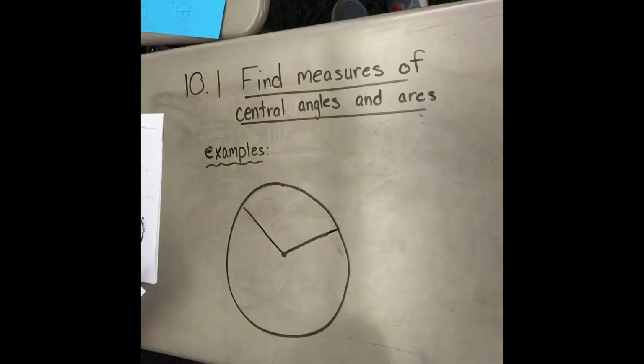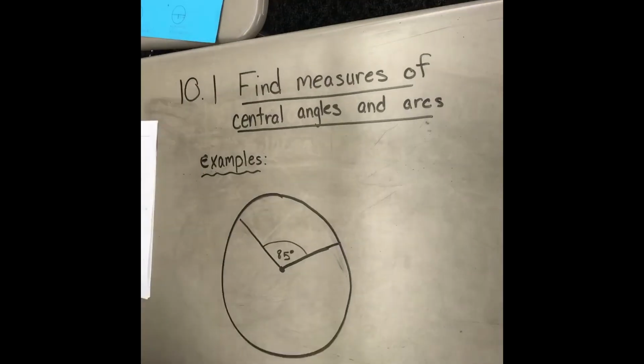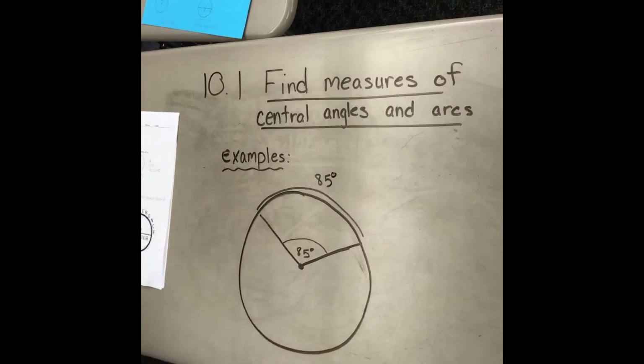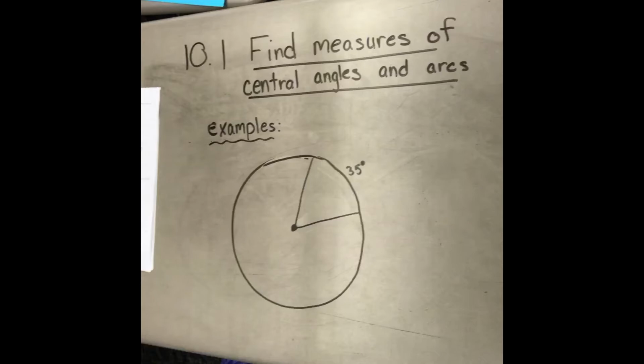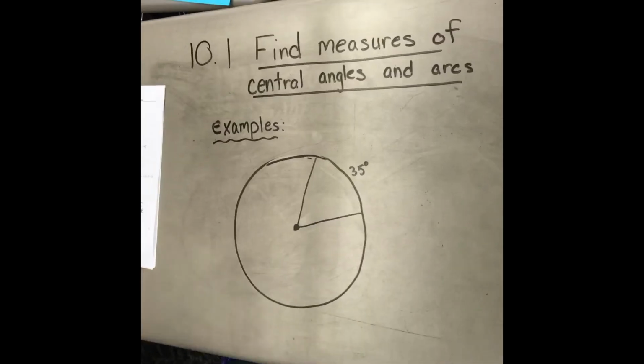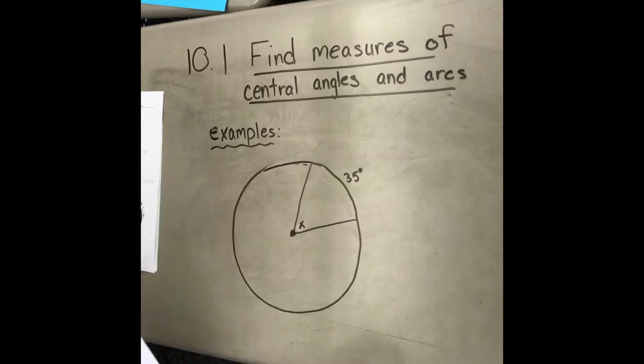Examples. This is example 1. The central angle is 85 degrees. Since the central angle is 85 degrees, the arc should be 85 degrees too, because they're equal. Example 2. You're given the arc, which is 35 degrees, so the central angle would also be 35.